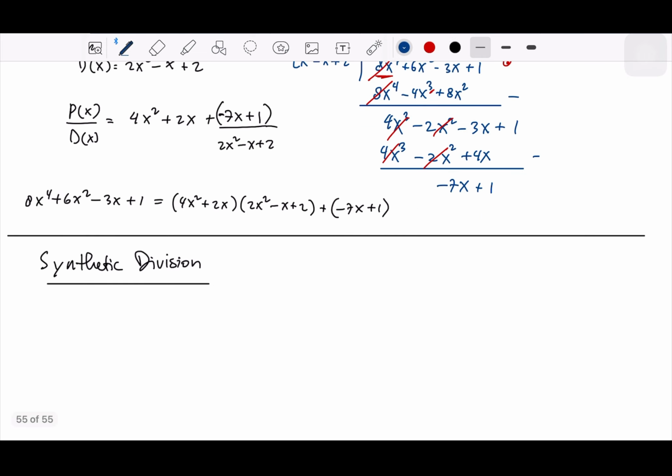This synthetic division works when the divisor is in the form of x minus c. Okay, the one that we need to divide with is x minus c, which means it can be x plus 4, x minus 1, x plus 3, and so on. But when the divisor is in quadratic form, then we cannot use synthetic division.